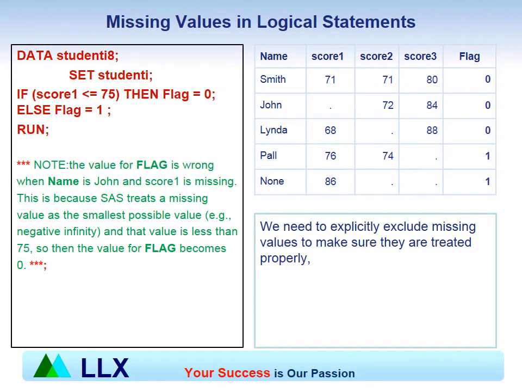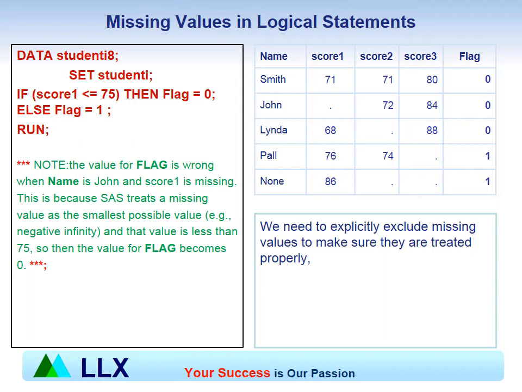Now we're going to be talking about missing values in logical statements. Previously, we talked about how missing values are not numbers, so they generally have a hard time when plugged into computations. However, they are still considered to be extremely negative numbers, or negative infinity. Take for example, you have an if-then-else statement saying something like, if score1 less than or equal to 75, then flag equals 0. Else flag equals 1. Since missing values are considered to be negative infinity, a missing value will fit the condition stated.